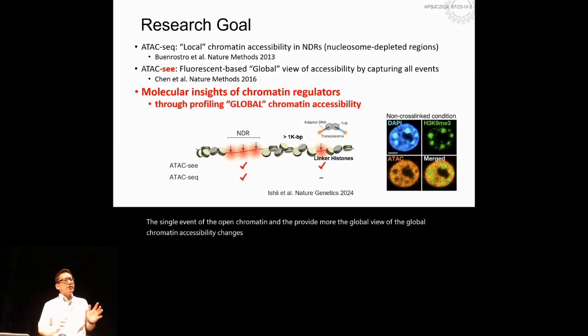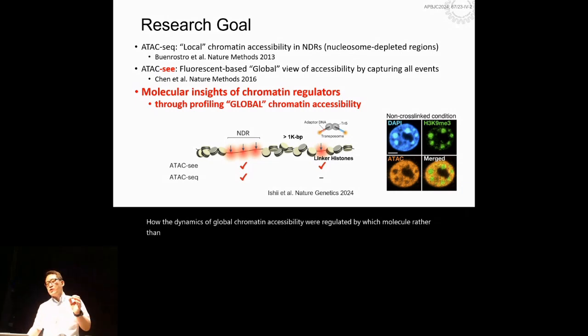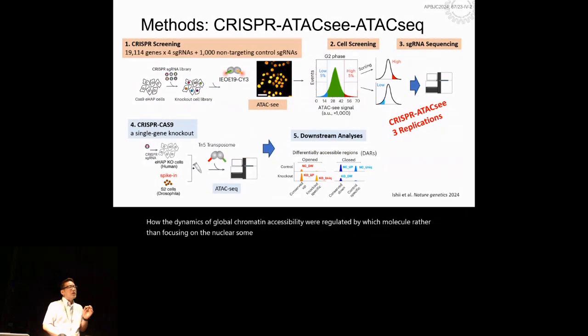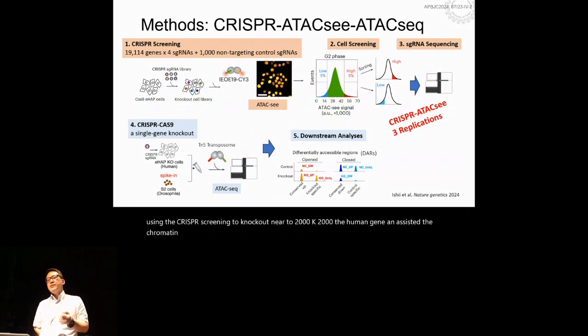So in this study, we focus on how the dynamics of the global, not local, chromatin accessibility were regulated by which molecule, rather than focusing on the nucleosome-depleted regions only. So we conducted some experiments using CRISPR screening to knock out nearly 2000 human genes and assessed the change in accessibility using the ATAC-see signal.